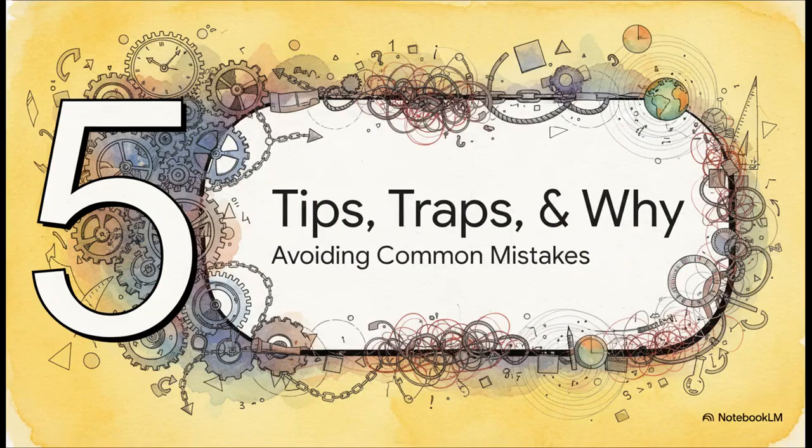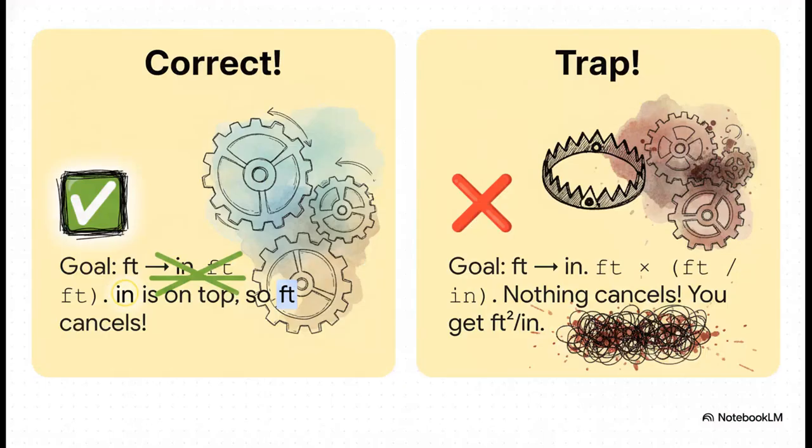So, you've got the method now. But it's just as important to know about the common mistakes so you can avoid them, and to really understand why this skill is so much more than just a trick for your homework. This right here is the #1 trap people fall into, putting the conversion factor in upside down. Look at the "not this" column. If you multiply feet by feet over inches, nothing cancels. You end up with some crazy, nonsensical unit like feet squared per inch. The golden rule is simple. The unit you want to keep has to end up on top.